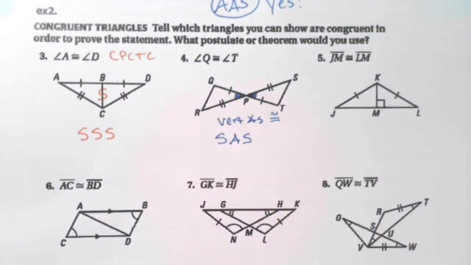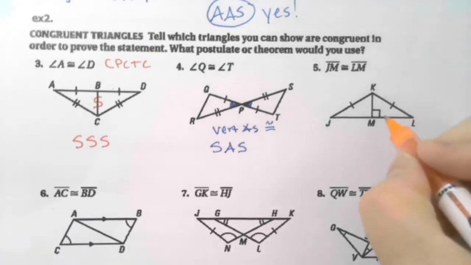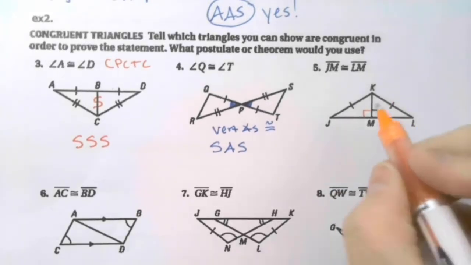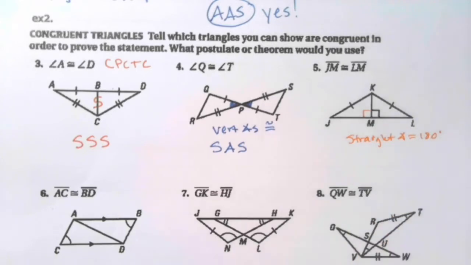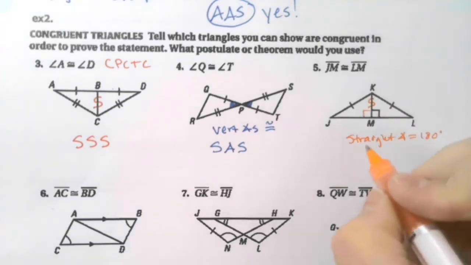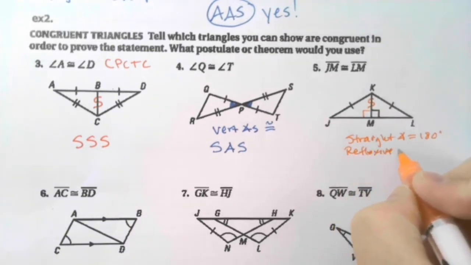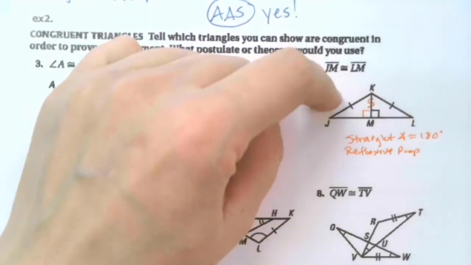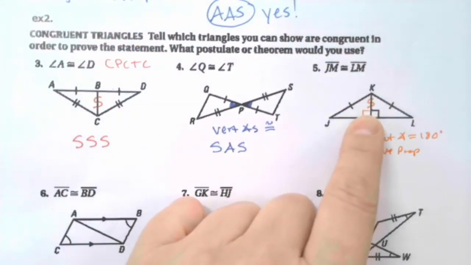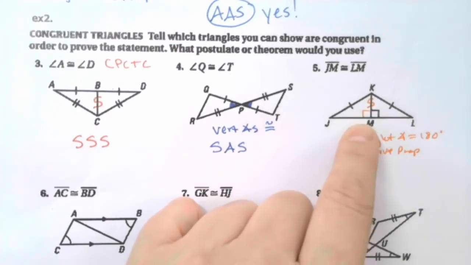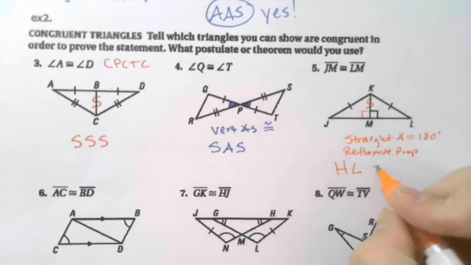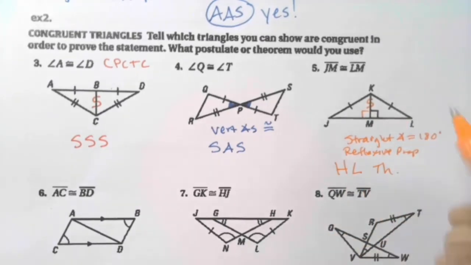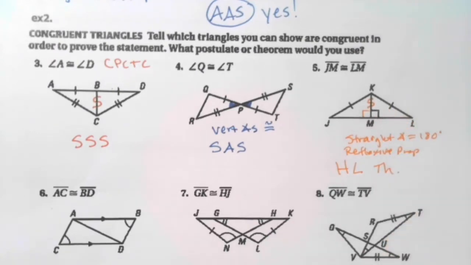All right, let's look at number 5. So if this is 90, that is 90 because a straight angle equals 180. So if the right is 90, the left is 90. Both triangles also share KM. That is reflexive property. So I've got a hypotenuse and I have a leg. The question is, is it enough? Well, they are right triangles, so that allows us to use the shortcut, which is hypotenuse leg theorem, because we do have 2 right triangles to work with.